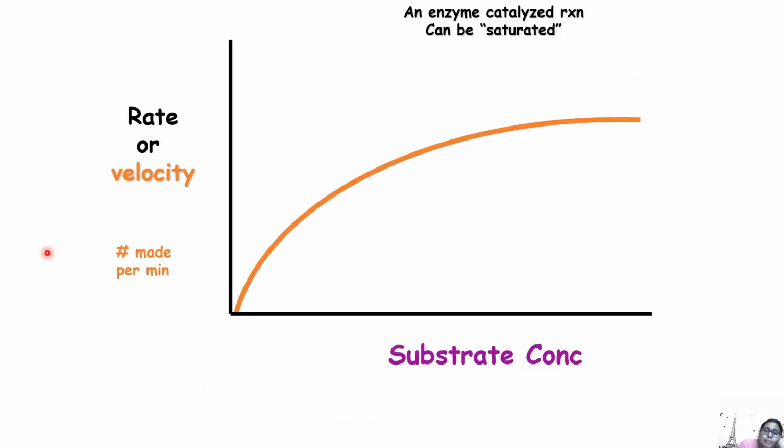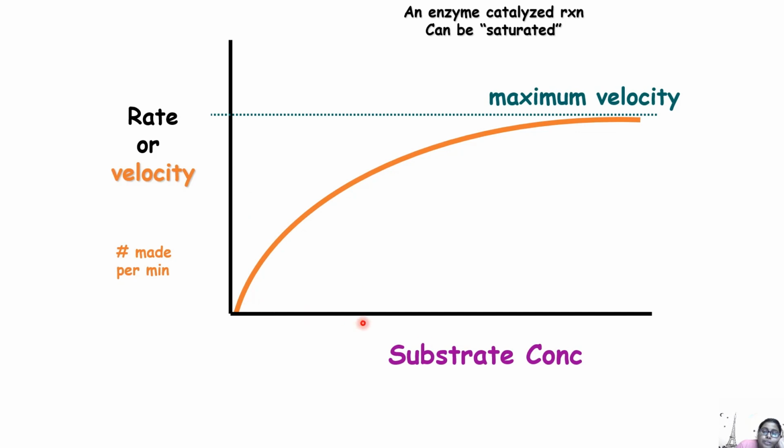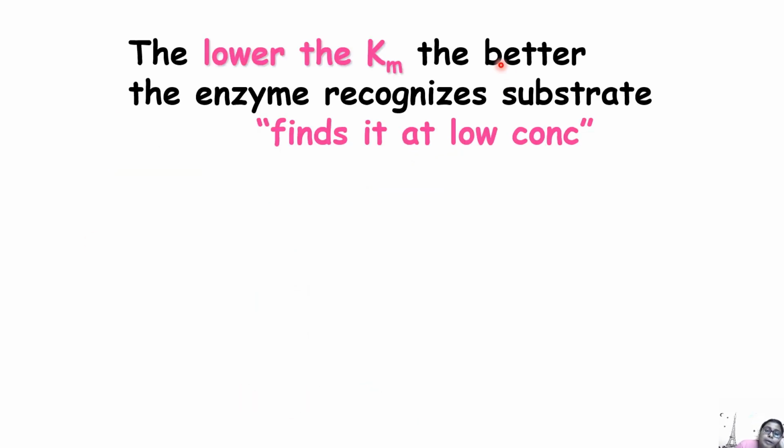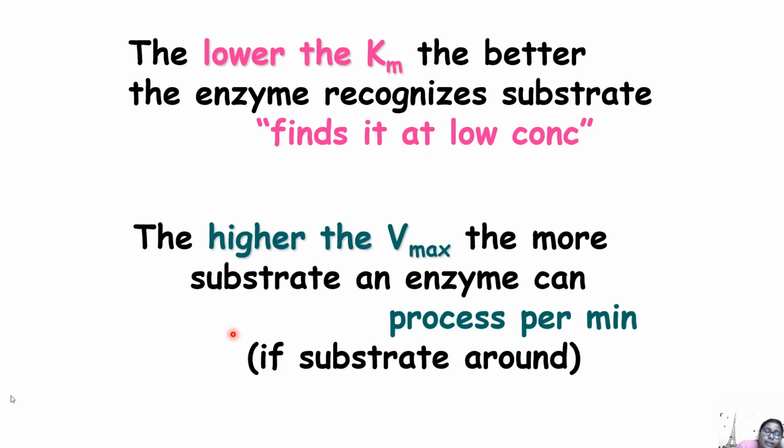Obviously the enzyme can catalyze a reaction. So this is the Michaelis-Menten curve. This is the substrate concentration, and we have the rate or velocity. This is the Vmax. So that is where we get the Vmax from, and this will be the half Vmax. That can be extrapolated here, and that will be the substrate affinity, or Km. So the lower the Km, the better the enzyme recognizes the substrate and finds it at low concentration. The higher the Vmax, the more substrate an enzyme can process per minute.